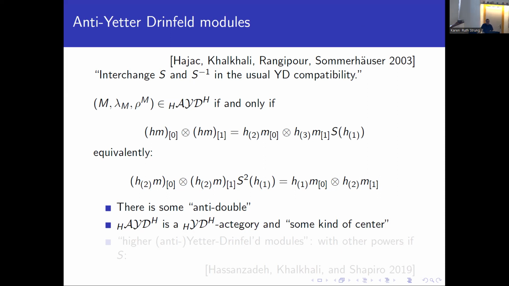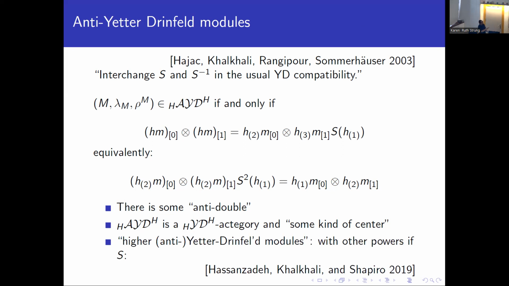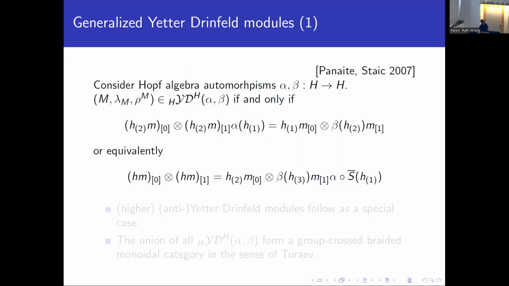And slightly more general, there is a higher anti-Yetter-Drinfeld module where this S is now replaced by some power of the antipode. So it's not necessarily S anymore, but it can be S squared, S to the power of 4, and so on. So that's due to Hassanzadeh, Khalkhali, and Shapiro. That's the more general version of the anti-Yetter-Drinfeld module. But moreover, there is another more general version of the anti-Yetter-Drinfeld module by Panaite and Staic. In the paper, they call it the generalized Yetter-Drinfeld module.